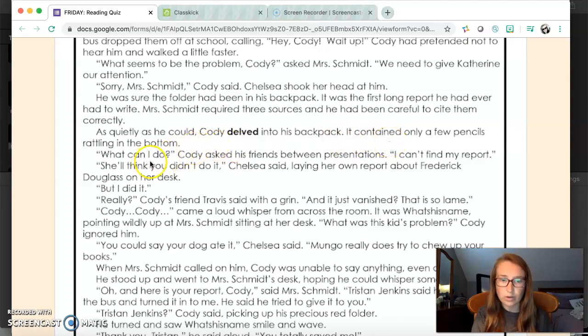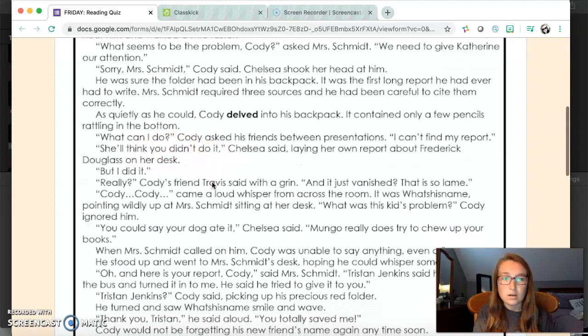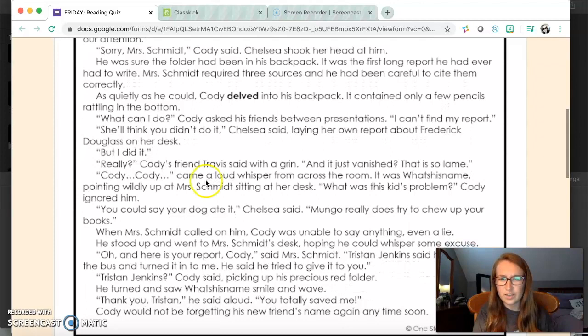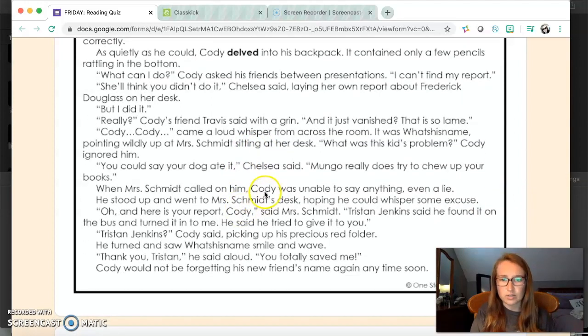"What can I do?" Cody asked his friends between presentations. "I can't find my report." "She'll think you didn't do it," Chelsea said, laying her own report about Frederick Douglass on her desk. "But I did it." "Really?" Cody's friend Travis said with a grin. "And it just vanished? That's so lame." "Cody! Cody!" came a loud whisper from across the room. It was what's-his-name, pointing wildly up at Miss Smith sitting at her desk. What was this kid's problem? Cody ignored him. "You could say your dog ate it," Chelsea said. "Mungo really does try to chew up your books."